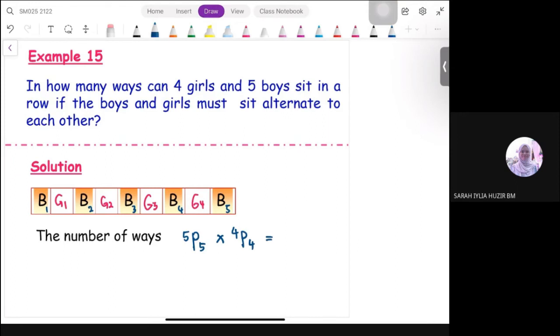So this can be simplified as 5 factorial times with 4 factorial. So our answer would be 2880. Alright. Settle for example 15.